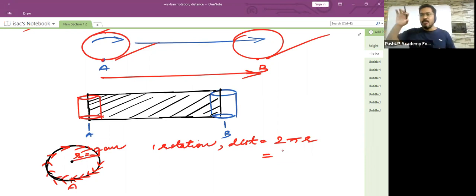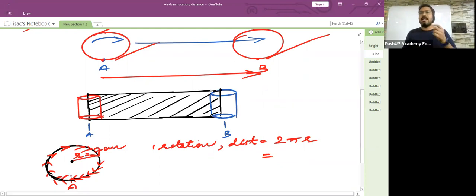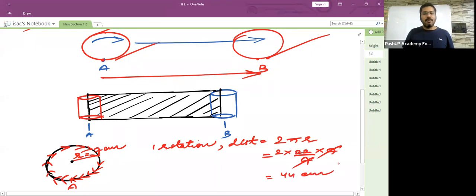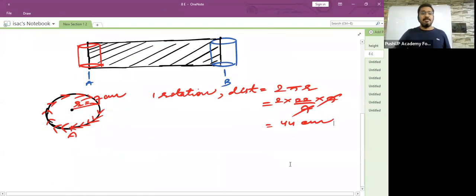So if I ask you, in one rotation, how much is the distance covered by the wheel? How will you get the distance? The distance will be equal to the circumference of the wheel, which is 2 pi r. So how will you get the answer? 2 into 22 by 7 into the radius is what? 7. 7 and 7 will get cancelled. 2 into 22 is what? 44 centimeters.